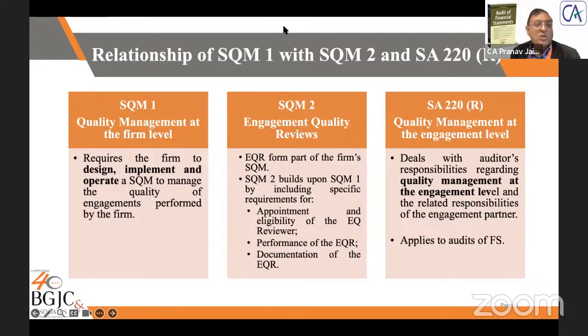SQM1 talks about the requirement of the firm to design, implement, and operate a system of quality management to manage the quality of engagements performed by the firm. SQM2 talks about engagement quality reviews. The concept was already there in the form of engagement quality control review, which was a part of SQC1 and also SA 220. However, they have now carved out a new standard, with additional responsibilities for the EQR, and also criteria for appointment and eligibility of the engagement quality reviewer. Now, SA 220 deals with the responsibilities of quality management at the engagement level. So first we have a base, which is the quality management at the firm level, and then we move to the engagement level.